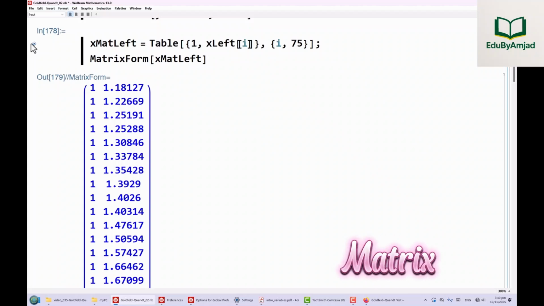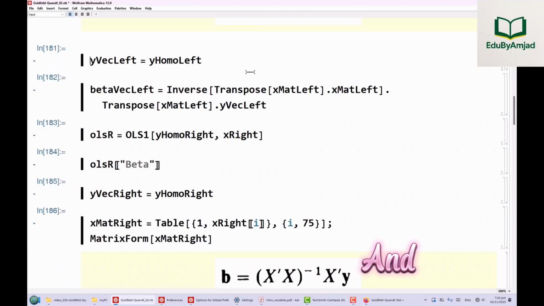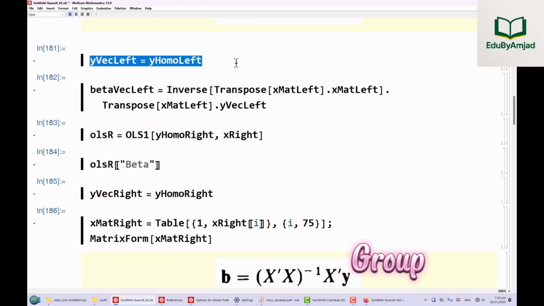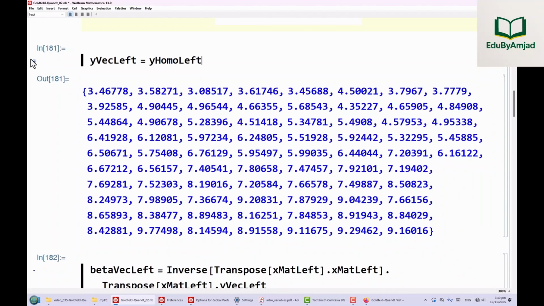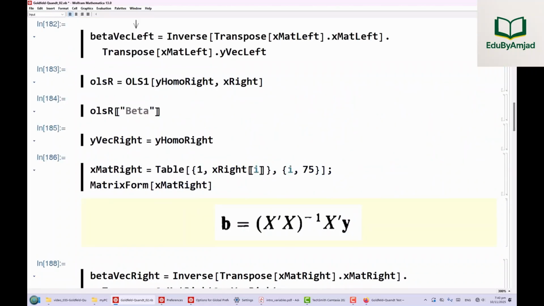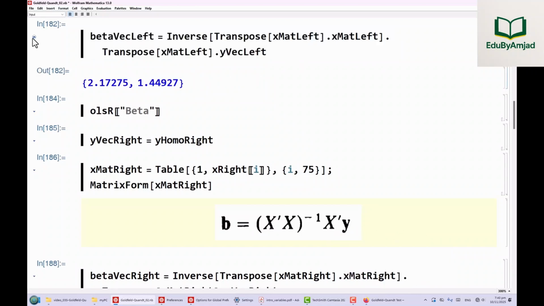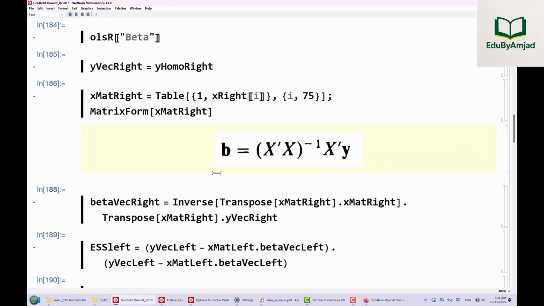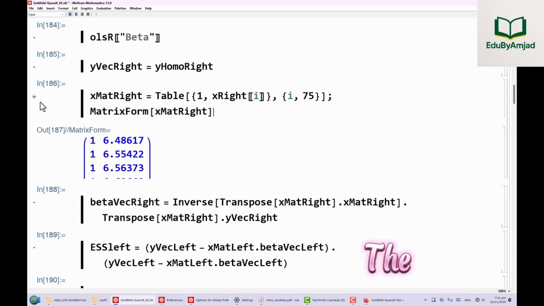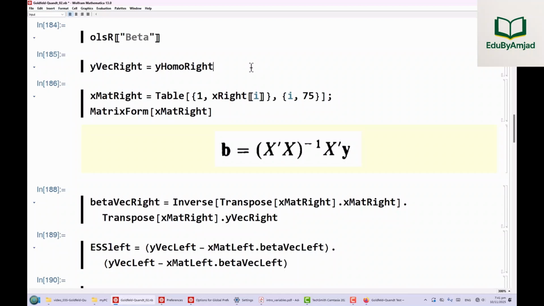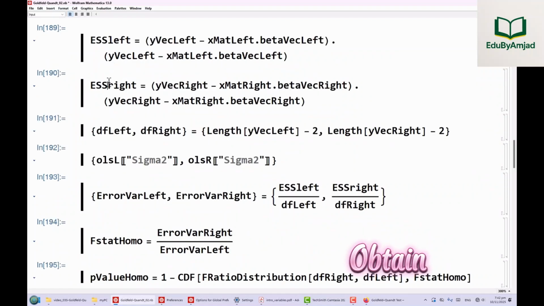Here is the X matrix for the left group, and the Y vector of y-homo in that group. Next, we input the matrix formula to obtain the beta vector left. As before, we repeat these steps for the right group, and then obtain the error variance left and the error variance right.